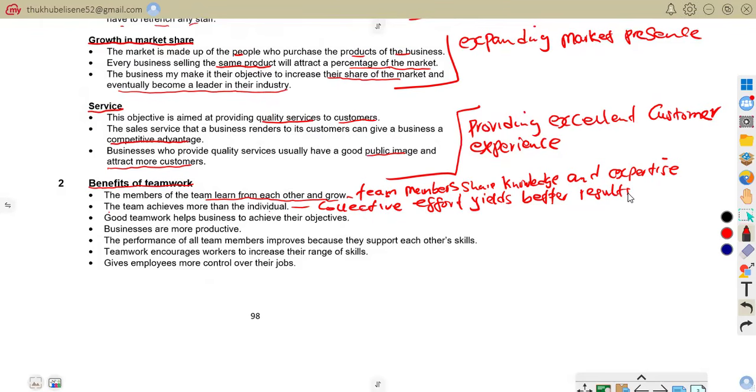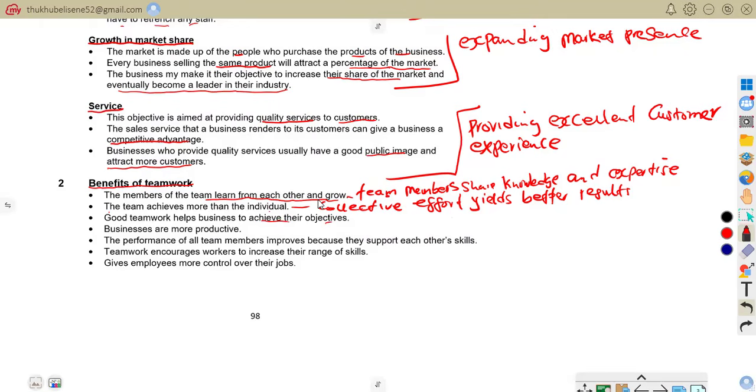So that is why I say the team achieves more than the individual. We are talking about what? Collective efforts yield better results. Now let us move on to bullet number 3. Good teamwork helps business to achieve their objectives.